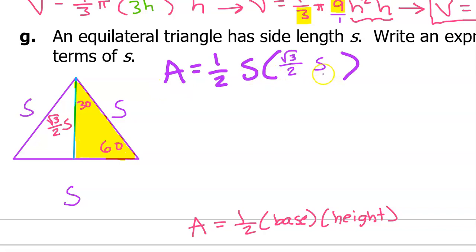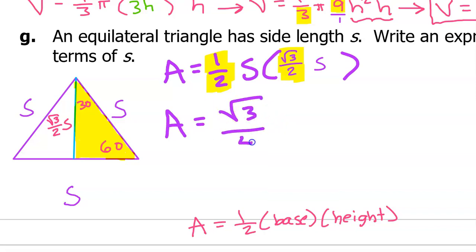All we have to do is simplify this. Well, I'm seeing 1/2 times radical 3 over 2. Just focus on these two expressions. We can multiply those together. That will give us radical 3 over 4. So now the area is equal to radical 3 over 4. And then that leaves us with s times s, which of course will be s squared. So this should be the final answer.